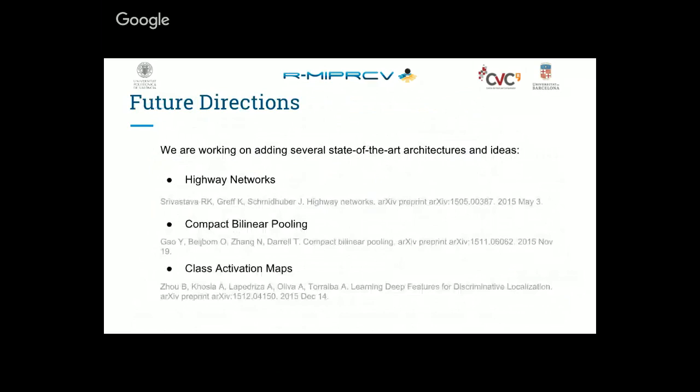Well, as future directions, we are planning on incorporating several state-of-the-art architectures to our models. For example, we want to try using high-order networks and compact bilinear pooling models, which have been used by some highly performing groups. And also we want to use class activation maps for interpreting the information extracted by the CNN, and also as an additional attention mechanism for what to focus on in the image.